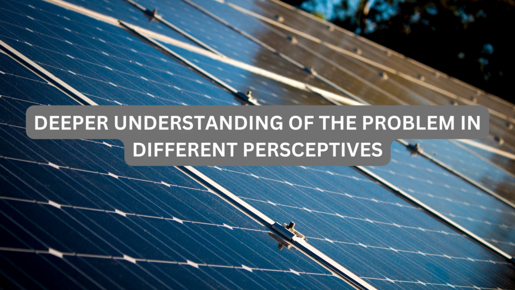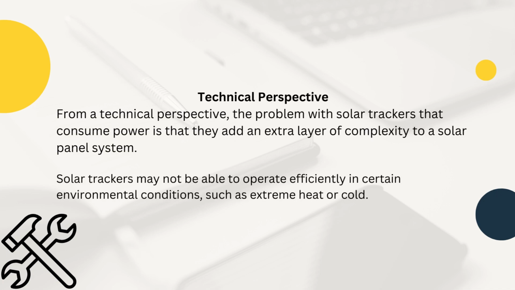First of all, let us start with the technical perspective. From a technical perspective, the problem with solar trackers that consume power is that they add an extra layer of complexity to a solar panel system. Solar trackers that consume power require additional electronics, sensors, and motors to operate, which can increase the risk of system failure or maintenance issues. Additionally, power-hungry solar trackers may not be able to operate efficiently in certain environmental conditions, such as extreme heat or cold.